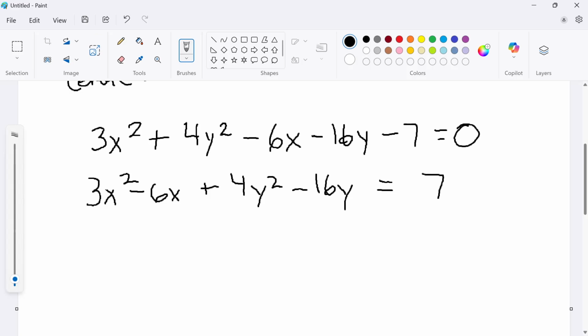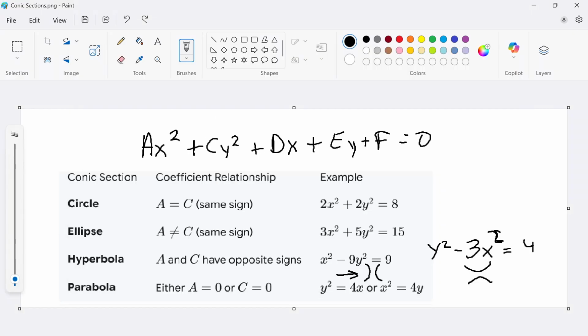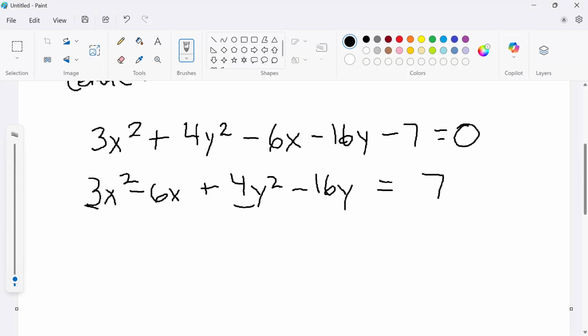Now notice, the numbers in front of x and y have the same sign, but they're different numbers. Same sign, different numbers. A does not equal C. That's an ellipse. So now I will divide both of those terms by 3 so I can get x squared.